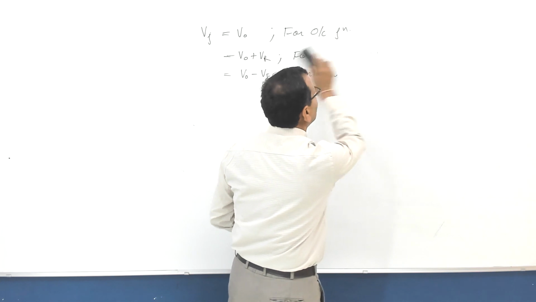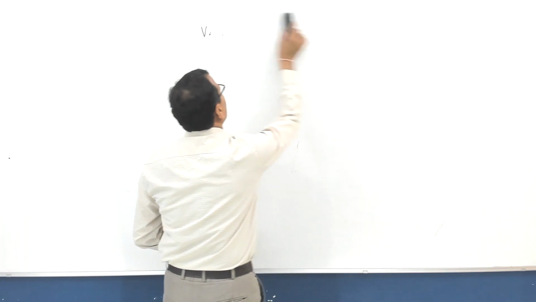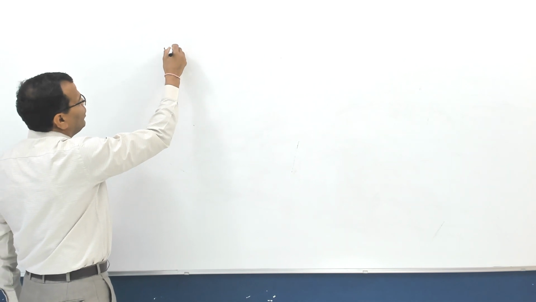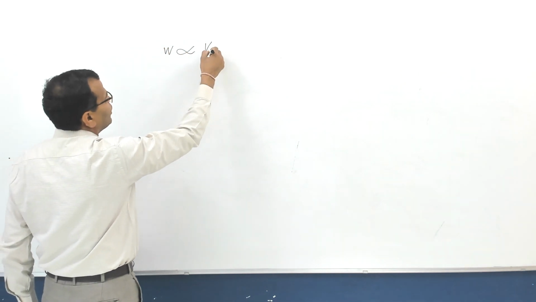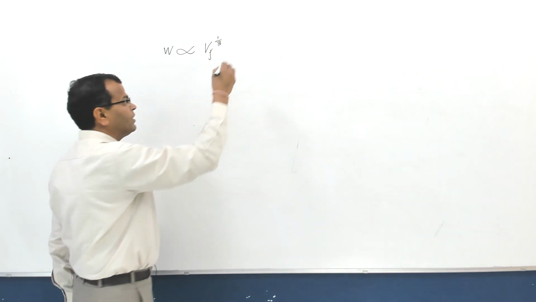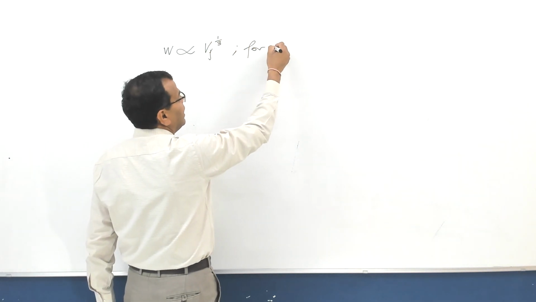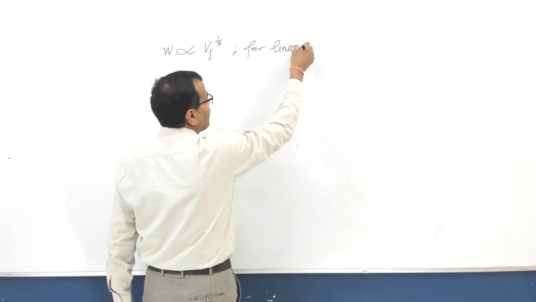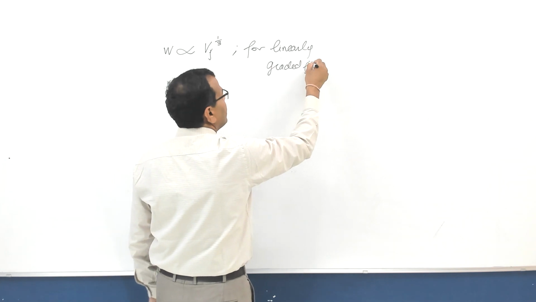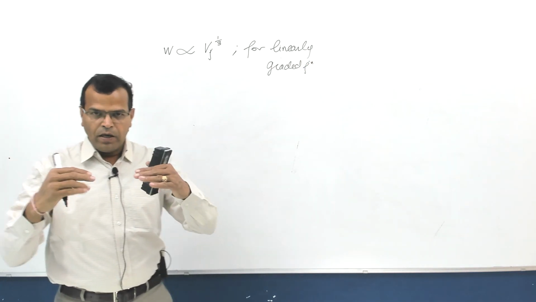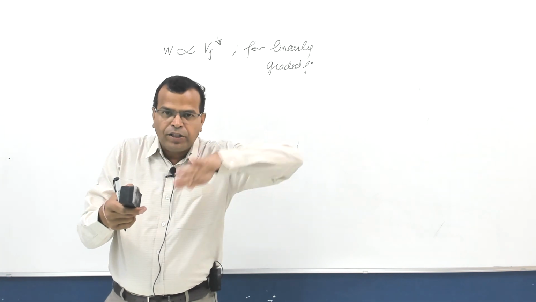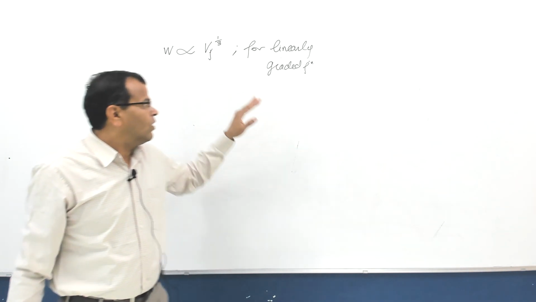So there can be questions on this in the exam, but remember, this W is directly proportional to Vj power 1 by 3, for linearly graded junction. What is the meaning of linearly graded junction? When the concentration of the charge across the depletion layer varies linearly, not suddenly. That is called linearly graded.